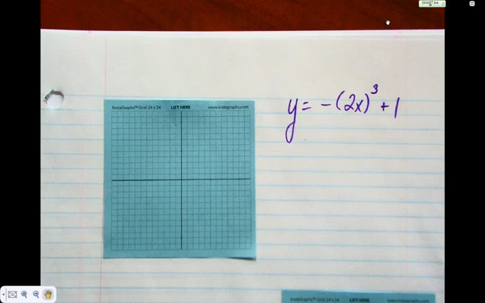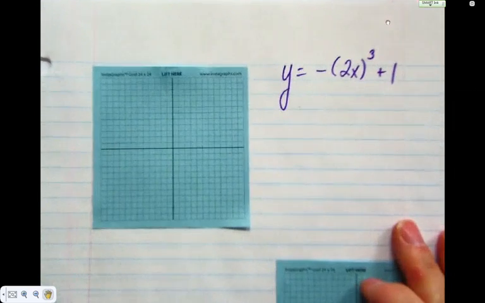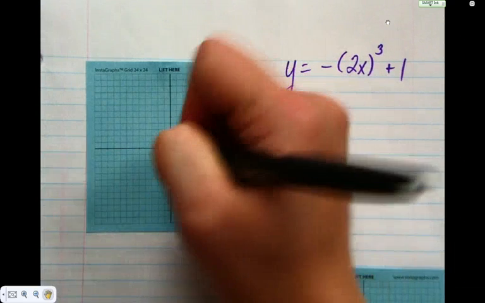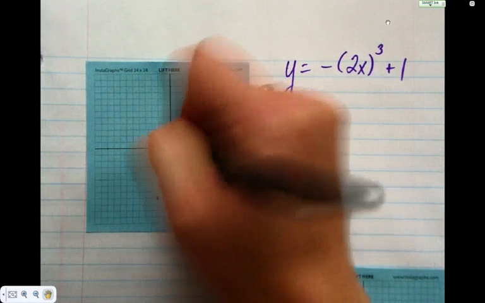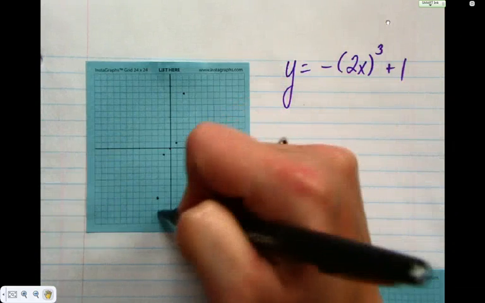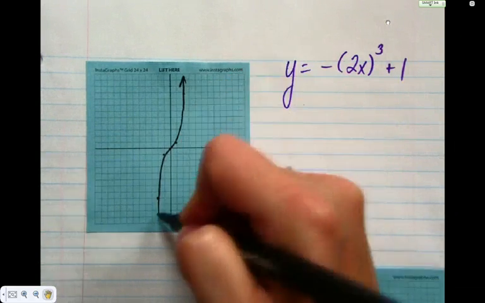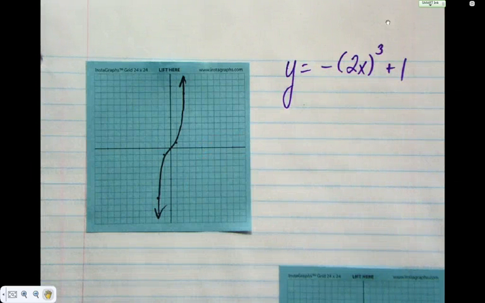What is always step number 1? Base graph. So take away the numbers. What's left? Correct. So draw me x cubed. What is step number 2?